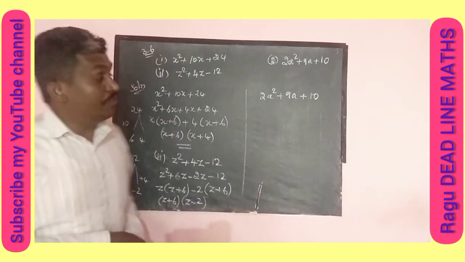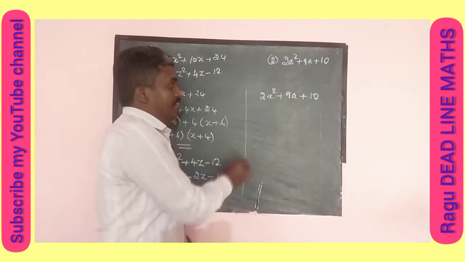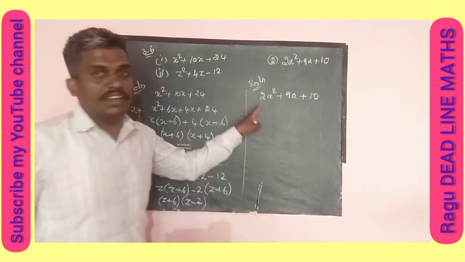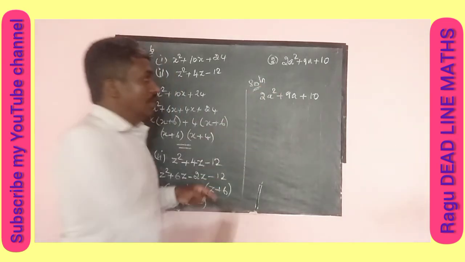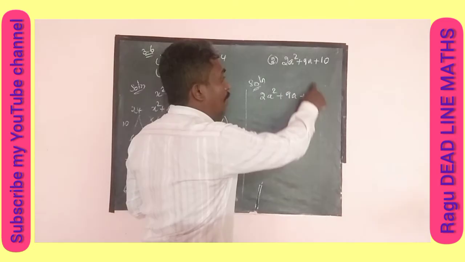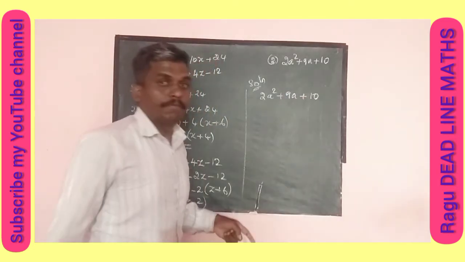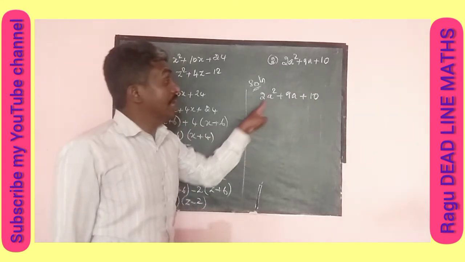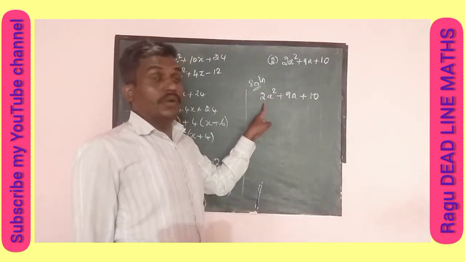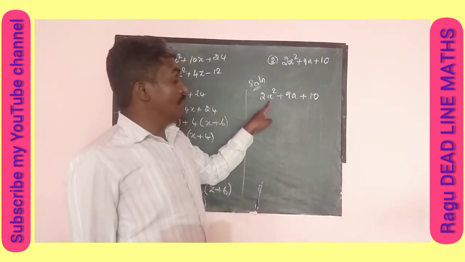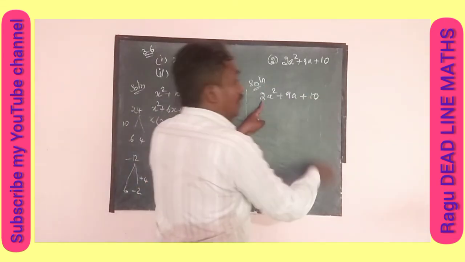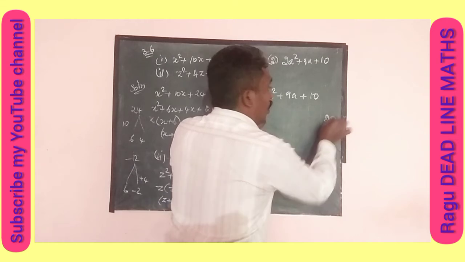So if it is coming like this factorization, what will we do? This 2, you have to multiply with this 10. You want to multiply the coefficient of the square term, you know. So what is the coefficient of a square? It is equal to 2. This 2, you have to multiply with 10. So what will you get? 20.